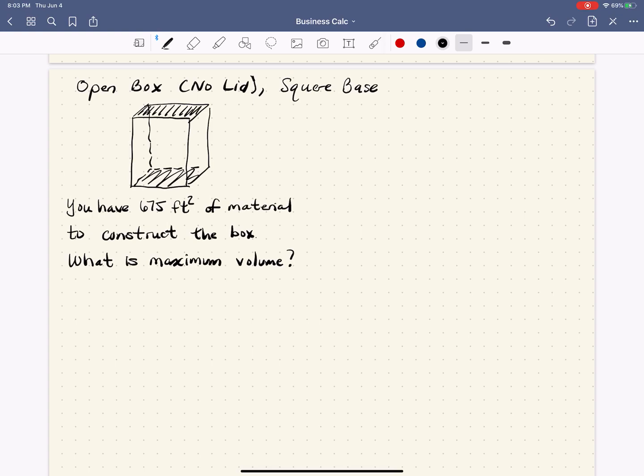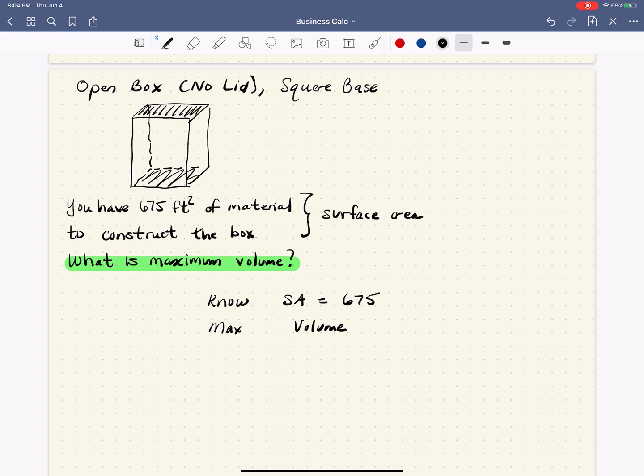We know we have 675 square feet of material to construct the box, and we want to know what the maximum volume is. So I guess the first thing we have to really figure out is what does this information translate as? If you think about making a box, you're making the sides. And that means that we have 675 square feet of surface area. So we know that the surface area is 675, and we want to maximize volume.